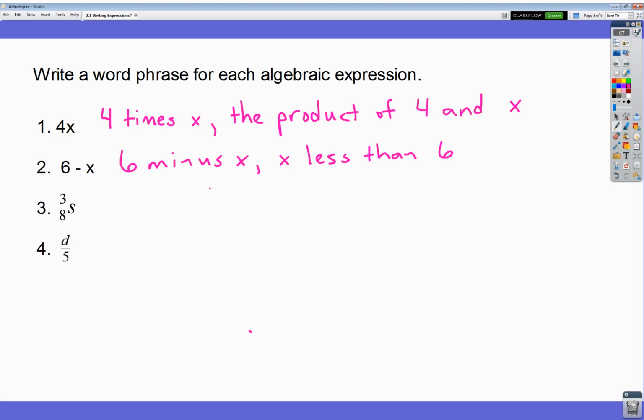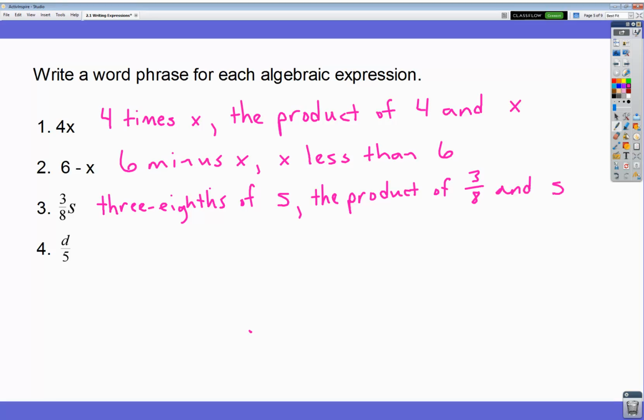Okay, number 3, we have the fraction again. So we're going to say that 3/8 s is 3 eighths of s. And it would actually be okay if you had written the fraction in there instead of writing it out in words. Or you could also write this one as the product of 3/8 and s. Another way you could write it, which I won't write out here, you could say the product of 3 and s divided by 8. So you could multiply 3 times s and then divide by 8. So there's a number of ways you could say this.